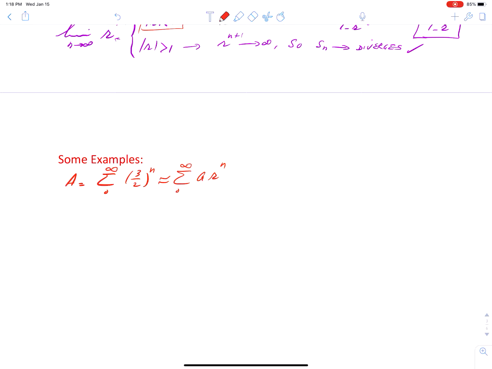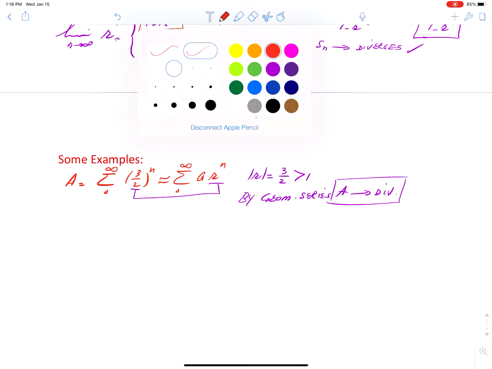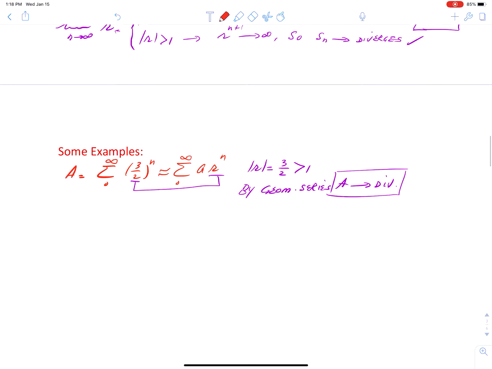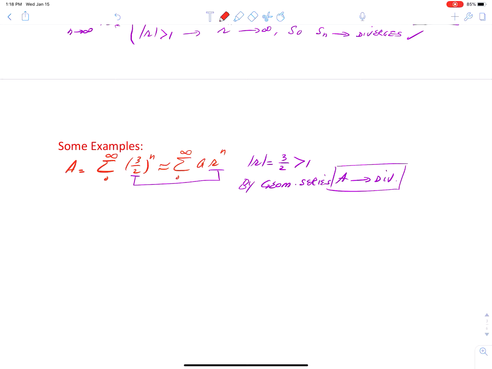So if I compare these two, I can see that from here, my r, the absolute value of r, which is 3/2, happens to be bigger than 1. So then you say, by geometric series, it diverges, and I'm done. I don't need to do anything else after that. So that's the nice thing about recognizing r in a geometric series, if that is easy to see. Sometimes it's not. So let's look at another example, example 2.